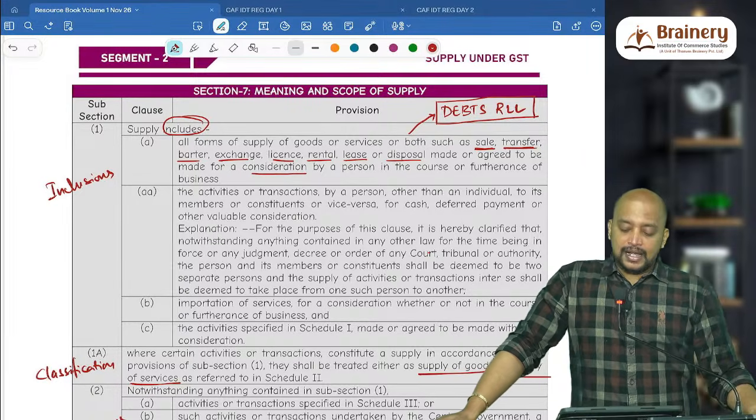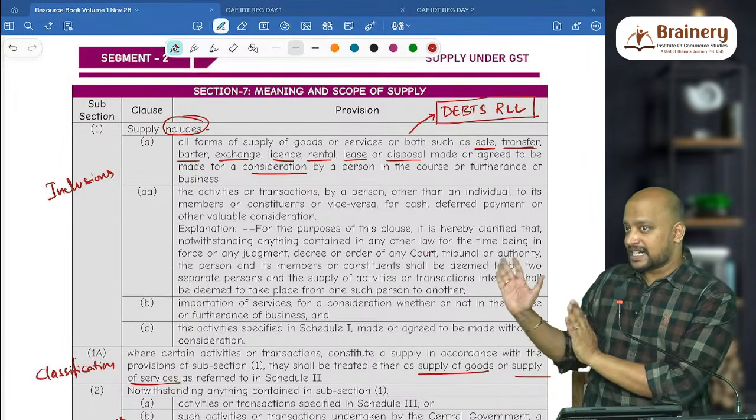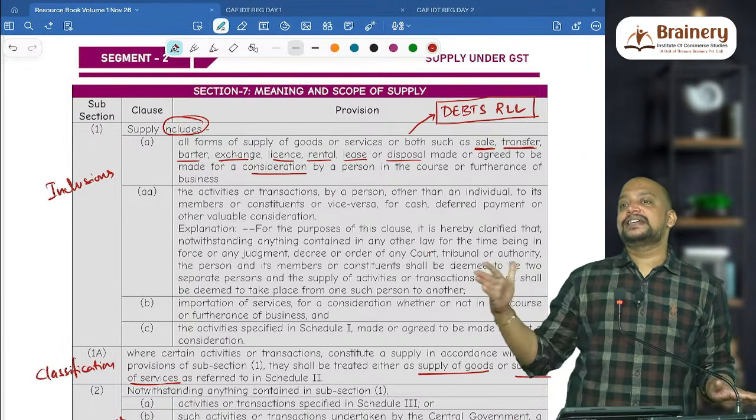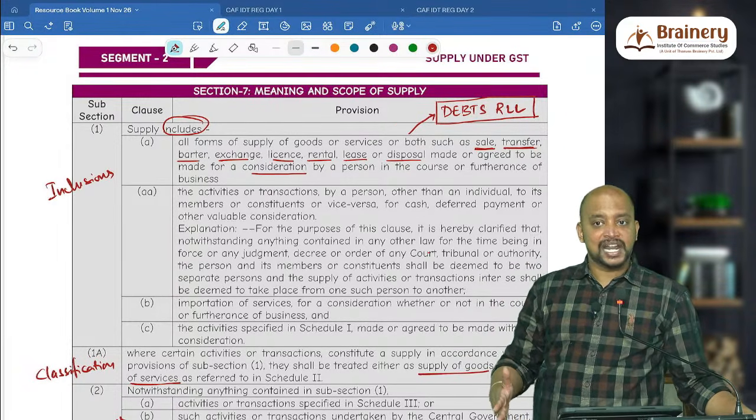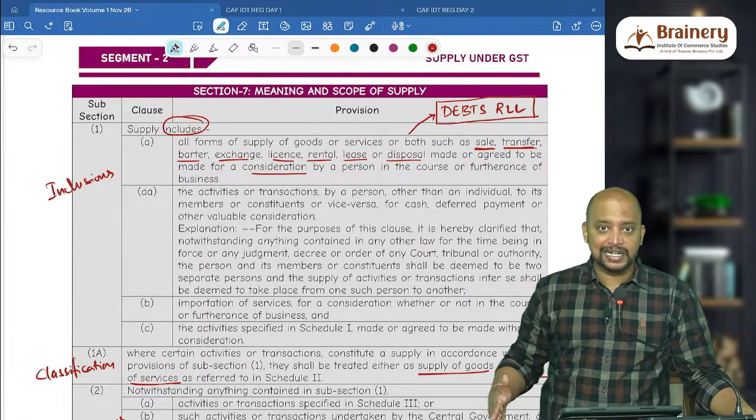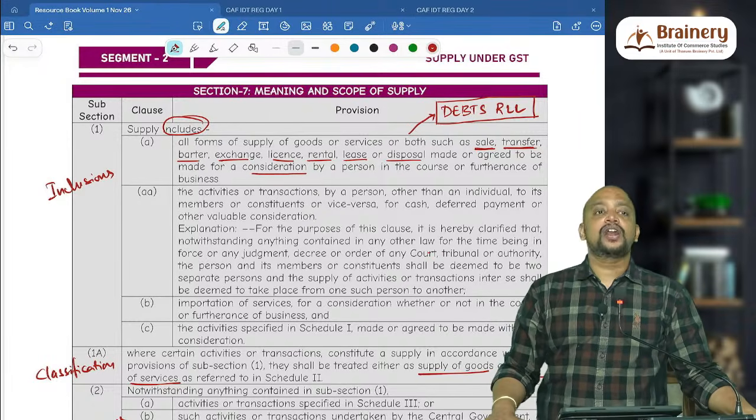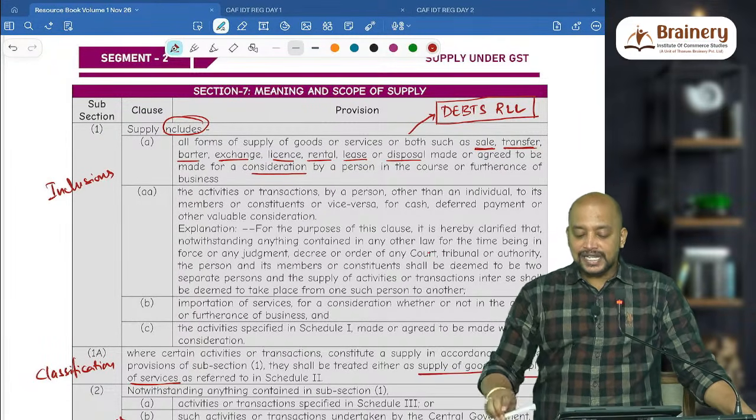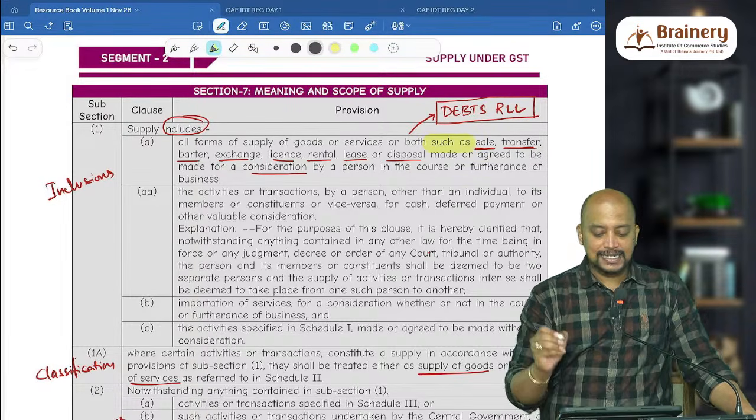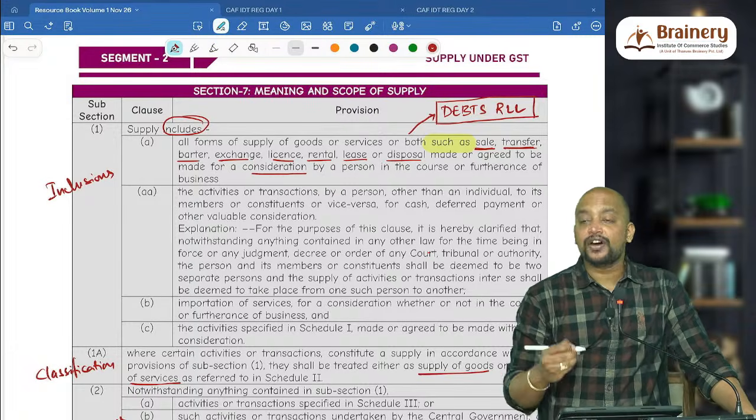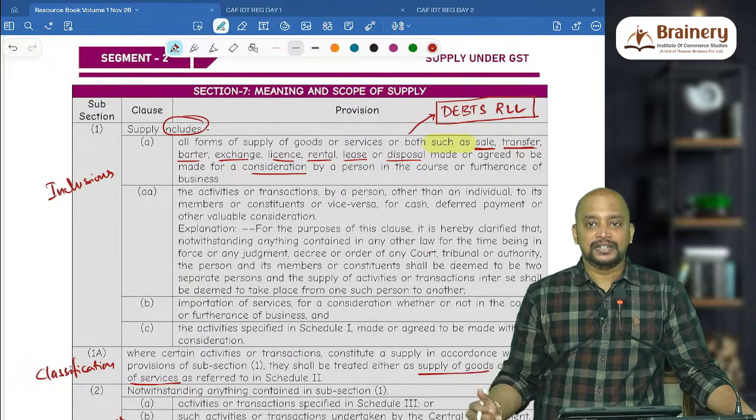Okay. Whether these activities are only treated as supply? These activities we discussed so far. DEBTS RLL. What is DEBTS RLL? D for disposal, E for exchange, B for barter, T for transfer, S for sale, R for rental, L for lease, L for license. Whether these activities are only treated as supply or not? No, because it has got a prefix. What is that prefix? Such as. Such as means for example. It's an illustrative list.